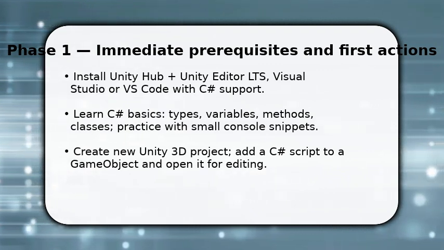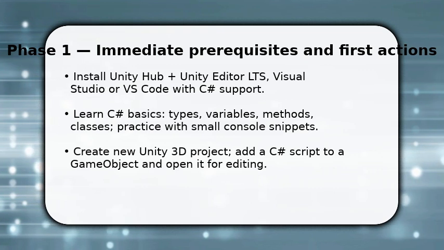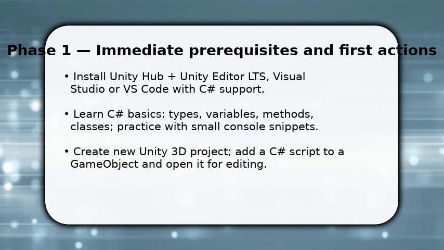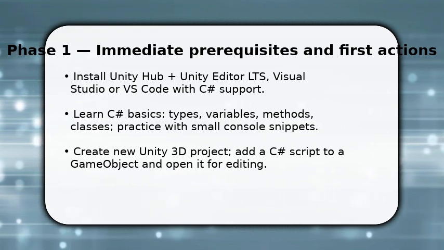Once done, create a game object in Unity, add a new C# script, and open it. This first loop gets you from 0 to running code in the engine fast.